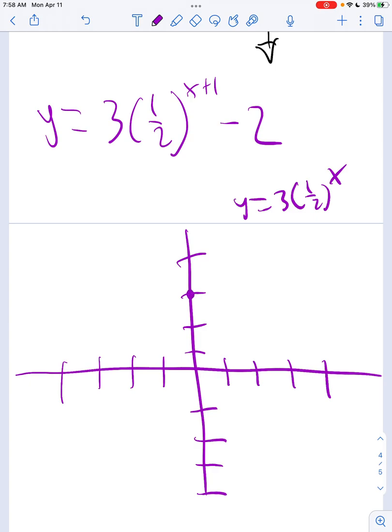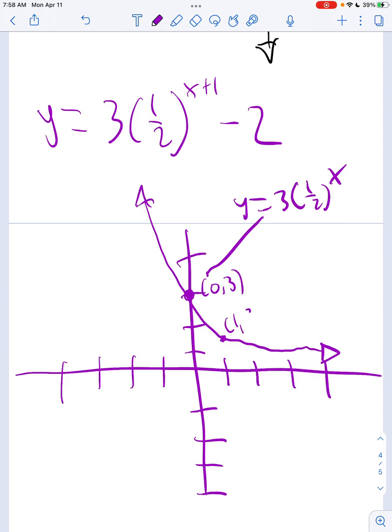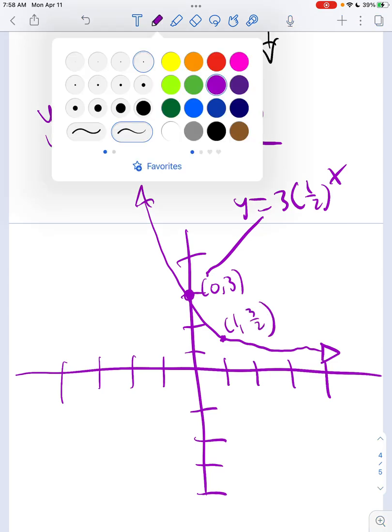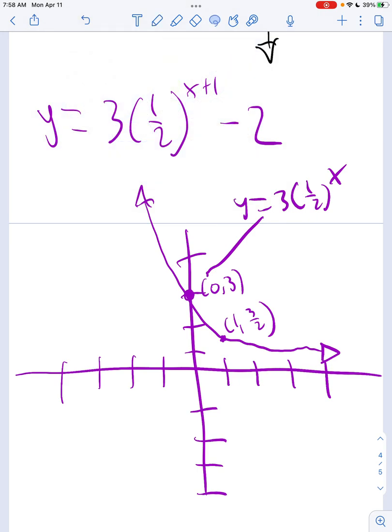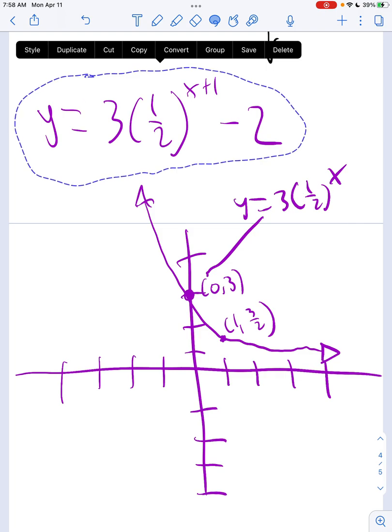So again, if I were to graph that, when x is 0, y is 3, and when x is 1, y is 3/2, or 1.5. So my generic kind of parent function for this equation is going to be that. Now I'm going to graph this one. So, maybe I should have wrote this in a different color.